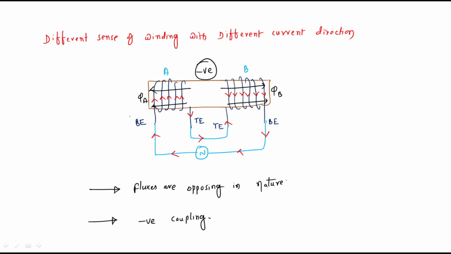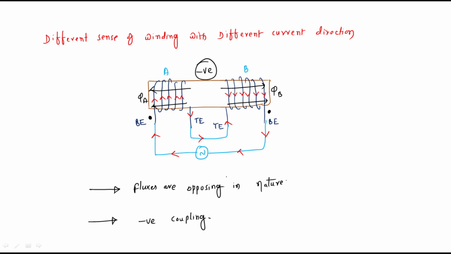So by using dot convention, dot at beginning end, dot at beginning end. Now see the current direction at both the coils, the current is entering at the dot in coil A, like that the current is leaving at the dot in coil B. Obviously at one dot the current is entering and at another dot the current is leaving, obviously this is negative coupling. This is about the sense of winding being responsible for the detection of positive coupling or negative coupling. This is about the magnetic coupling with respect to dot convention.